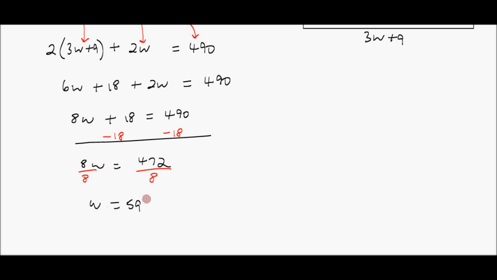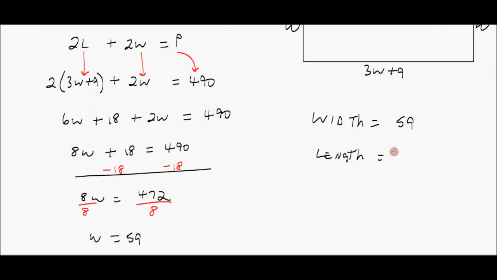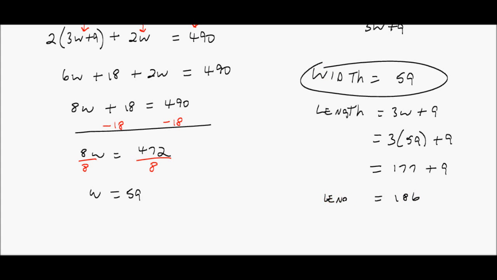Now we just found what W is equal to. That was one of the dimensions that we needed. So the width is equal to 59. Remember now the length, we don't have to remember. We could look back up at our picture or look back up here when we originally labeled our unknowns and find that the length is 3W plus 9. Well, now we know what W is, so it's 3 times 59 plus 9. And 3 times 59 comes to 177 plus 9, which gives us a length of 186. So we know what the width is, and now we know what the length is.